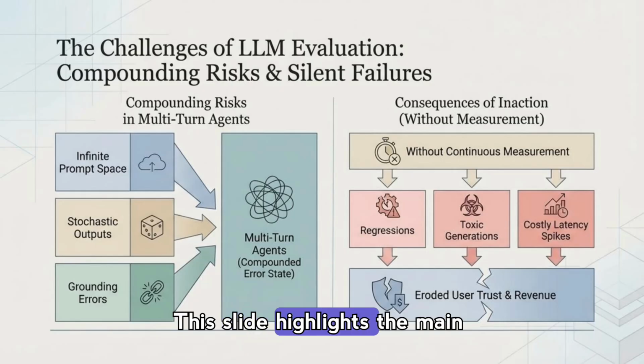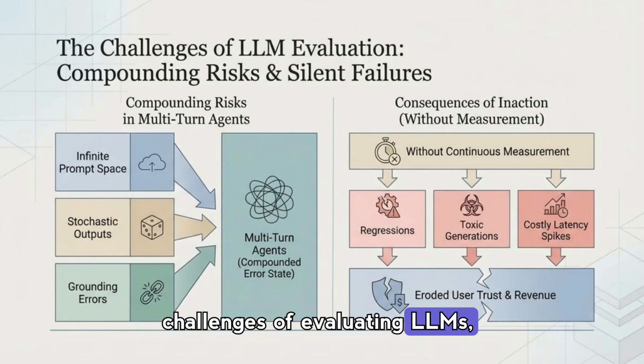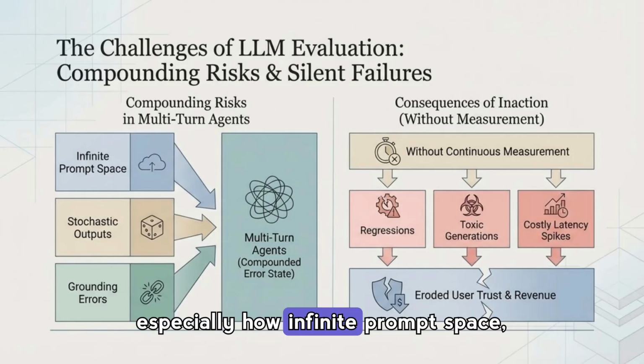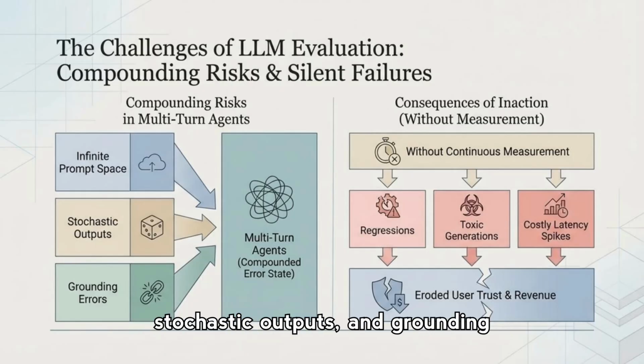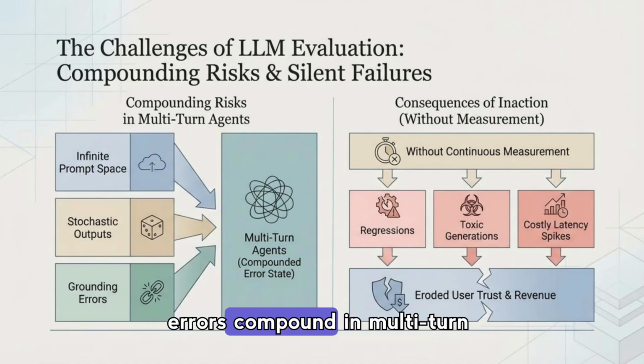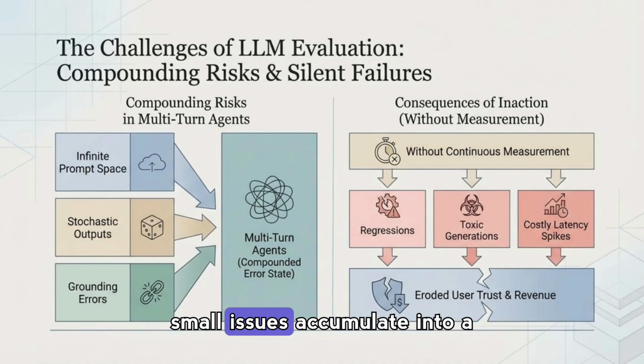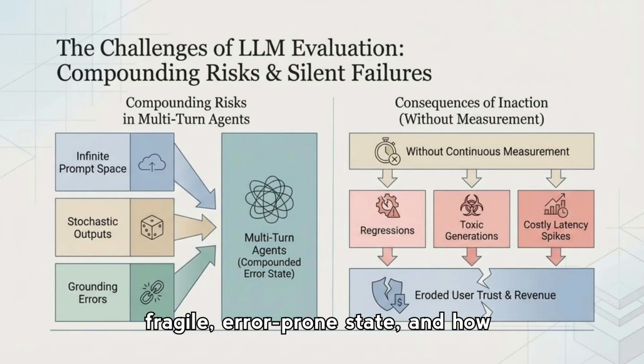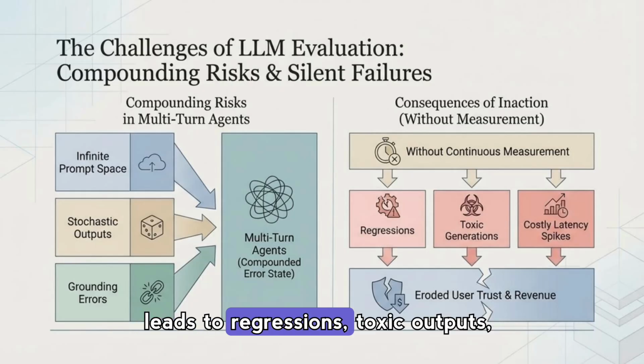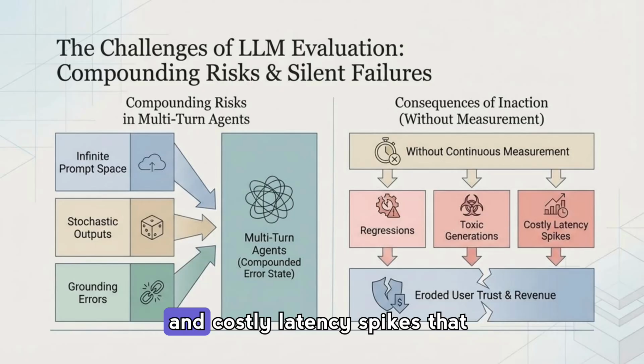This slide highlights the main challenges of evaluating LLMs, especially how infinite prompt space, stochastic outputs, and grounding errors compound in multi-turn interactions. The diagram shows how small issues accumulate into a fragile, error-prone state, and how lack of continuous measurement leads to regressions, toxic outputs, and costly latency spikes that ultimately erode user trust and revenue.